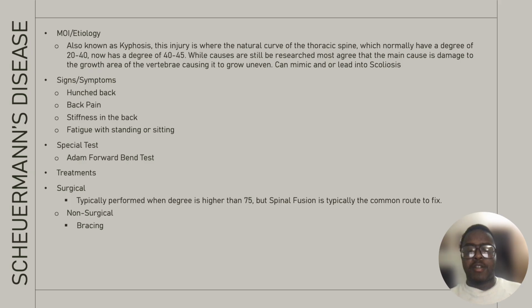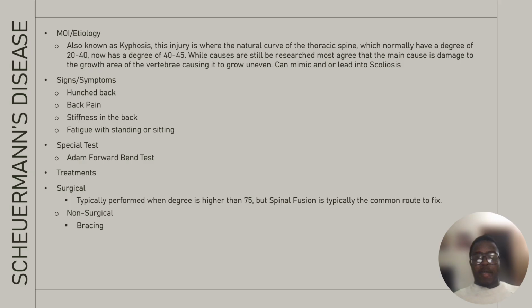Most causes of this are still being researched, but most doctors agree that it's due to damage of the growth plate and the vertebrae, causing the vertebrae to grow unevenly. And this disease can mimic or lead into scoliosis. So the main signs and symptoms are a hunched back, back pain, stiffness in the back, and fatigue with standing or sitting.